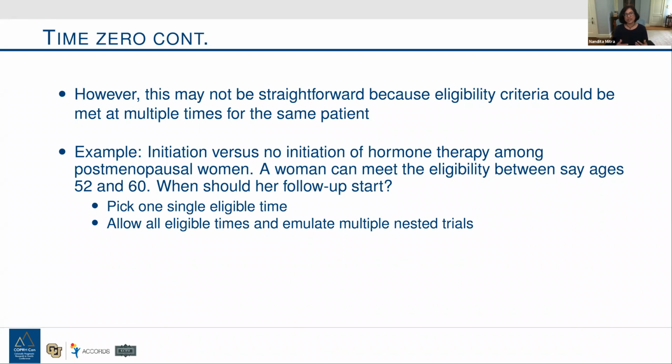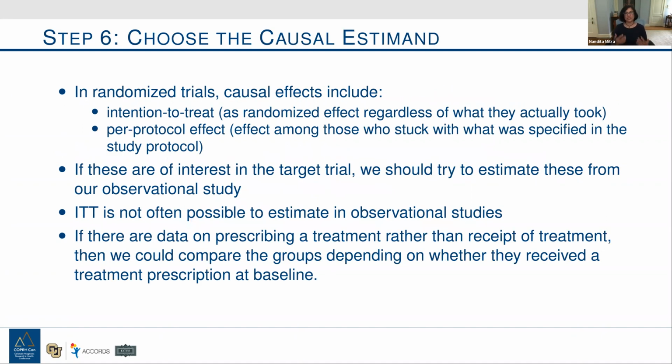In a randomized trial, of course, they just start when they enter the trial and you randomize them to hormone therapy or not. Here, the eligibility says any age between 50 and 60. So when does the clock start for these women? So you could standardize things by picking one single eligible time, or more complicated, you could emulate multiple nested trials. So time zero is a complicated thing to think very carefully about.